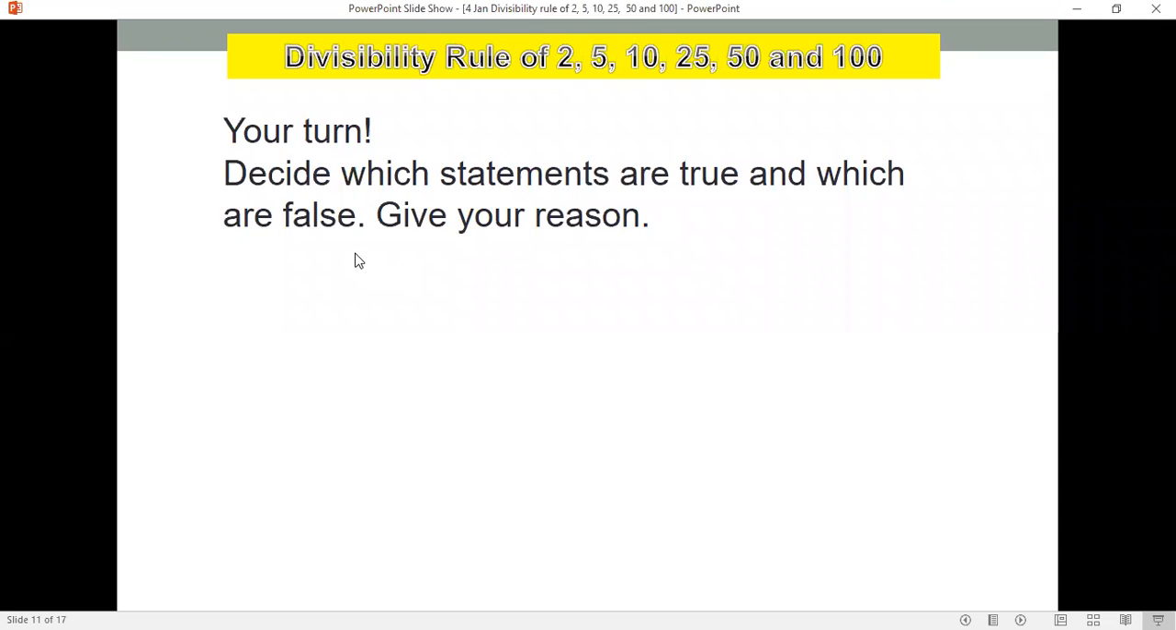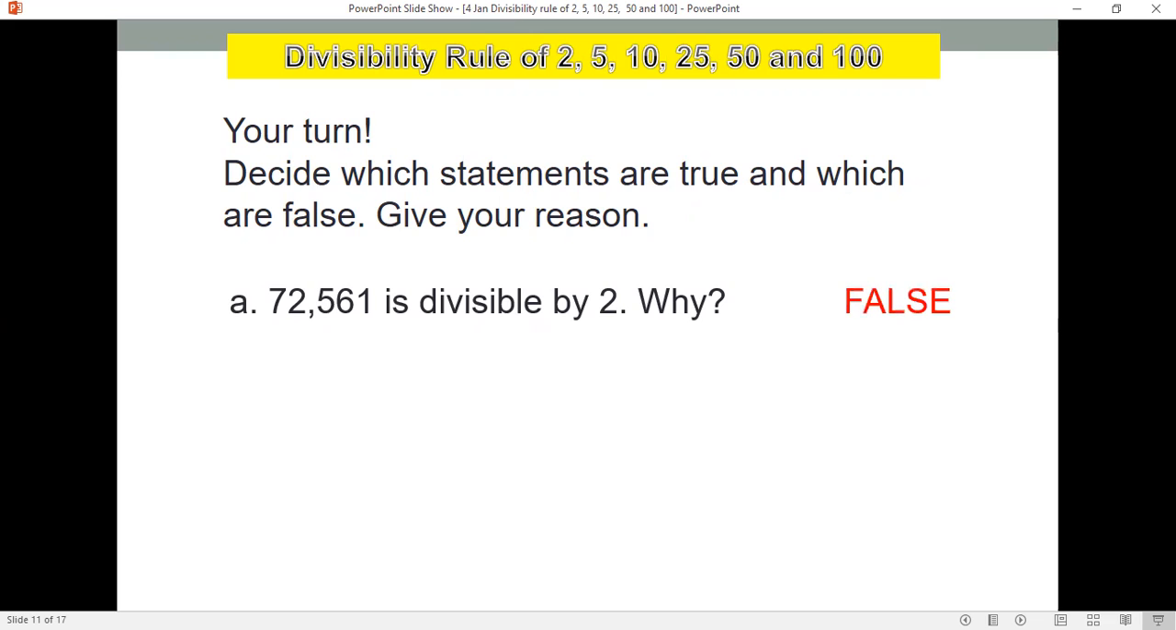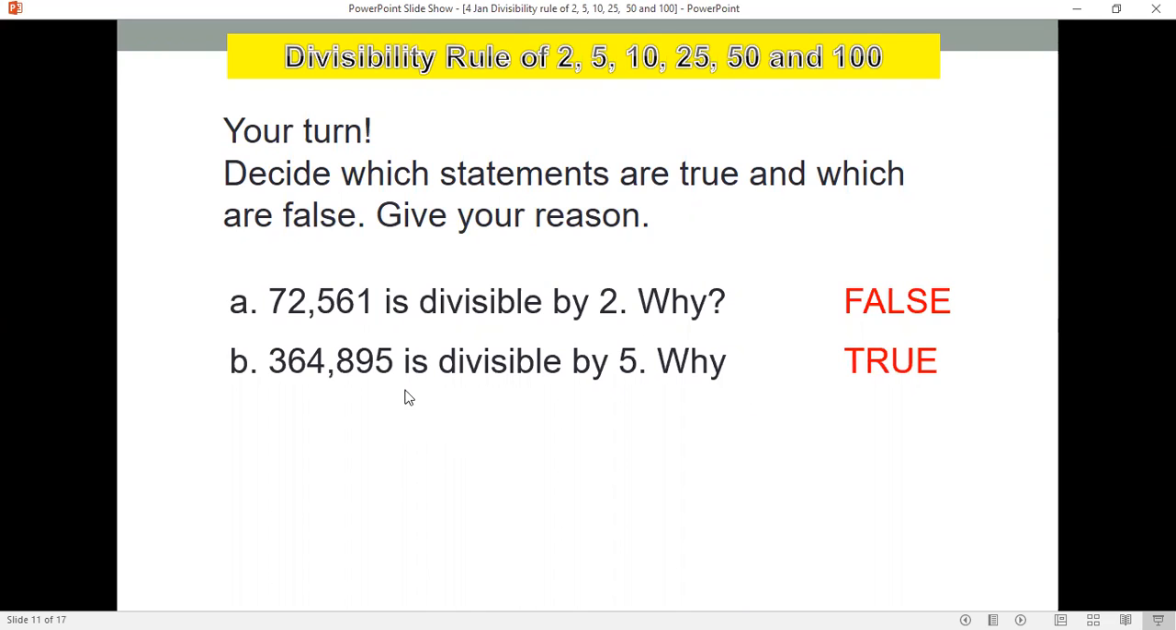Okay, I want you to do this first, then we will answer together. Is 72,561 divisible by 2? Why? It is false. Why is it false? Because the number ends with 1 and it is not an even number. Let's move to the next. Is this number divisible by 5, and why? It is true because the number ends with 5 and it is a multiple of 5.